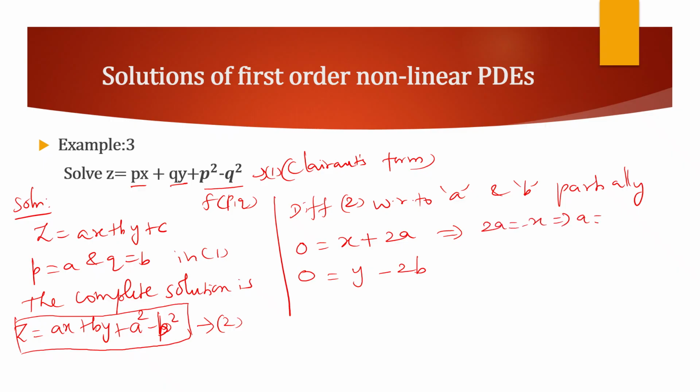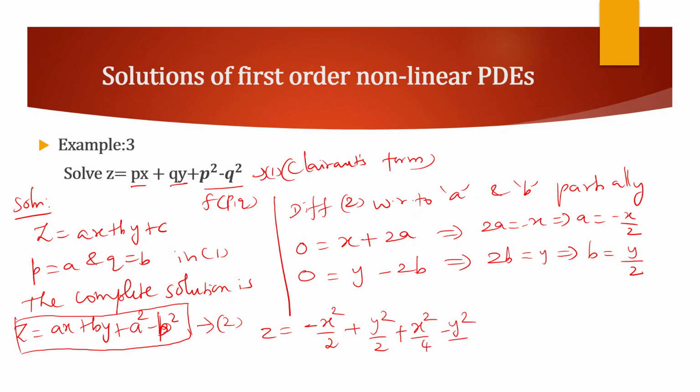So this implies that we get 2a is minus x. This implies that a is minus x by 2. And from this we get 2b is equal to y, and from this b is equal to y by 2. So now substituting this in the complete solution, we get z is equal to a is minus x, so it is minus x square by 2, and plus b is y, so it is plus y square by 2, minus b square, so it is x square by 4 minus y square by 4.